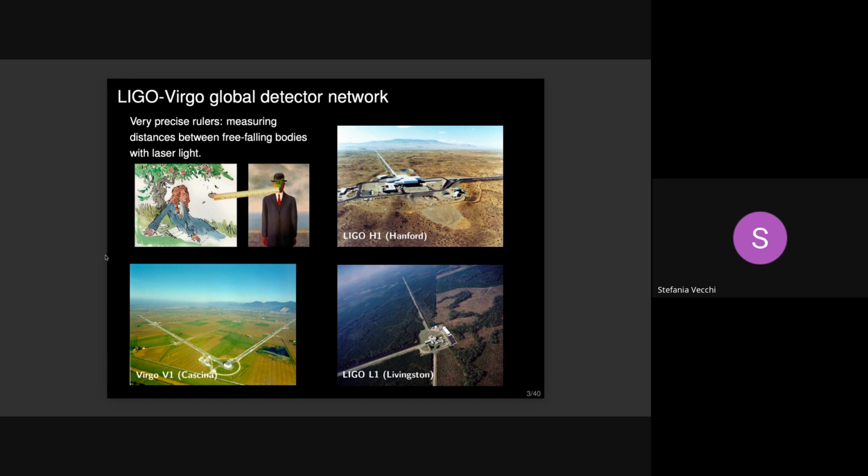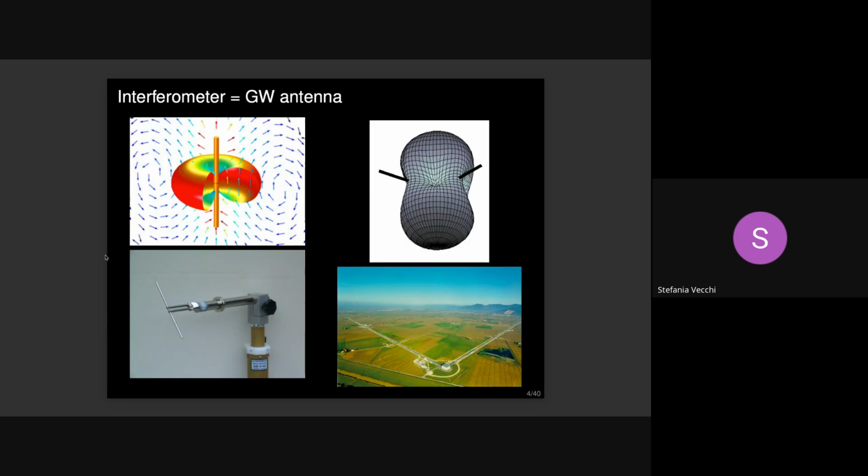So now we have three working detectors. Actually, now they are not really working because we are in the break between O4A and O4B of the observational campaign, but they were observing, and I will talk about these detections in a moment. But first, I want to compare this gravitational wave antenna with the electromagnetic antenna.